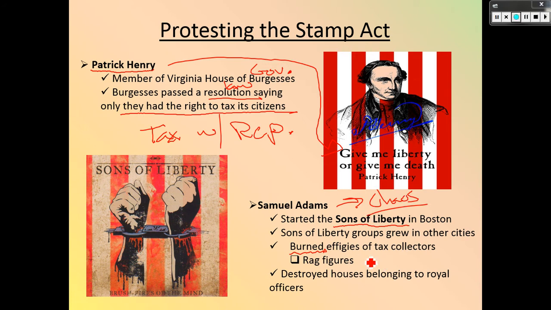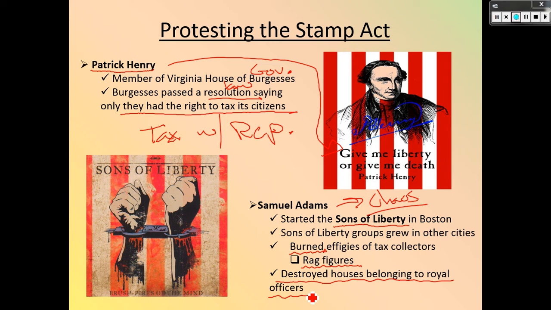So they would burn effigies of tax collectors, which is basically a scarecrow, stuff some cloth together with some hay, and then you would light them on fire. You would destroy the houses of royal officials, so that way basically you're making anybody that's trying to work for the British government scared for their lives. You're going to burn down their houses. You're going to threaten their lives and their families. And that's what the Sons of Liberty really does at first.